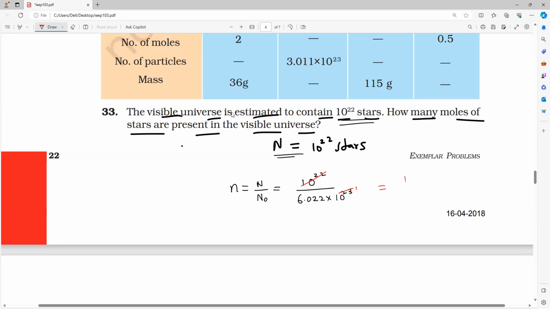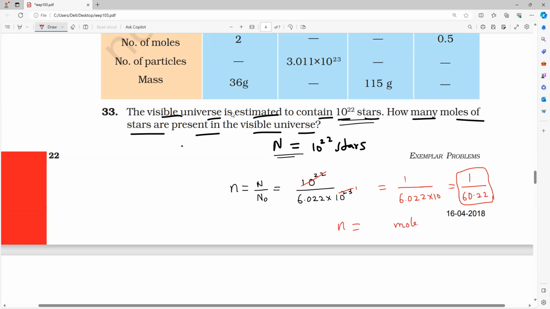So which is equal to 1 by 6.022 into 10. This one I'll write as 1 by 60.22. Any problem for anybody? Are you all clear everyone? Yes, sir. So now do this division and tell me the answer. That is only the moles.